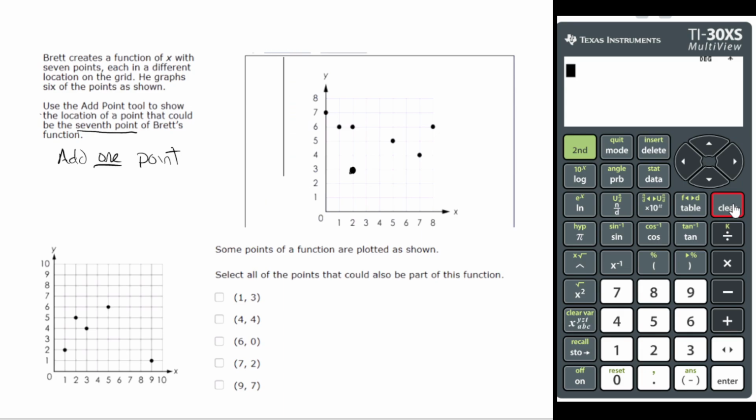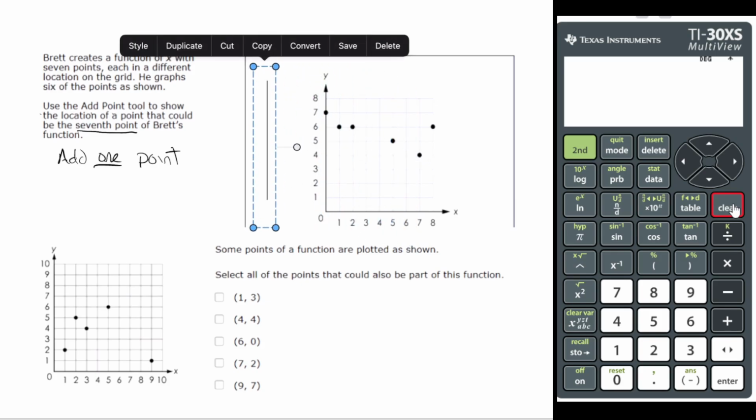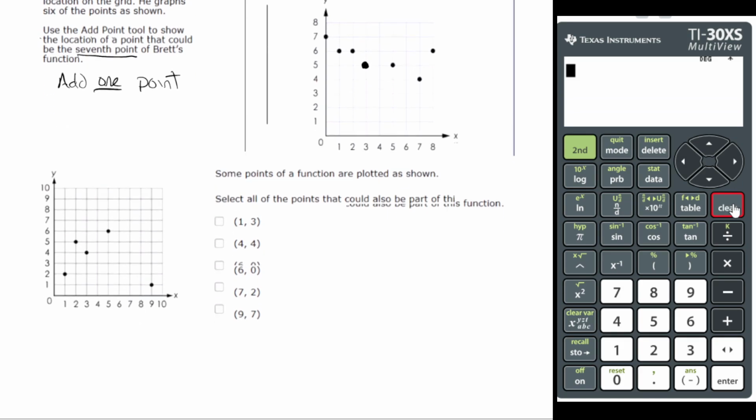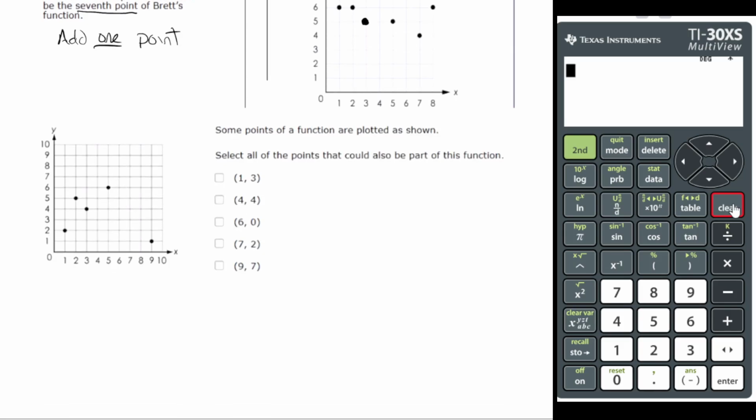You have to put it in a column where there's not already a point. For example, in, say, column 3 or column 4. Those are fine. Column 6 is fine. Okay? So just take your point and put it in a spot where there's no other points in that same column. And that's it.